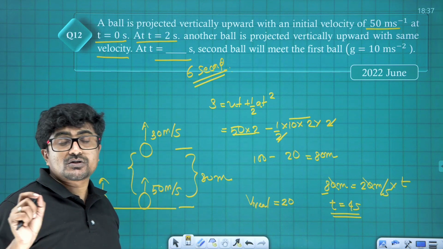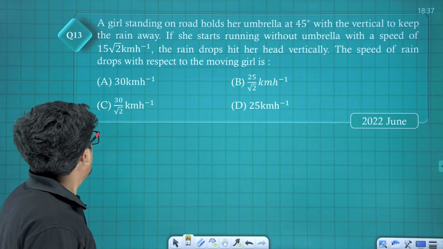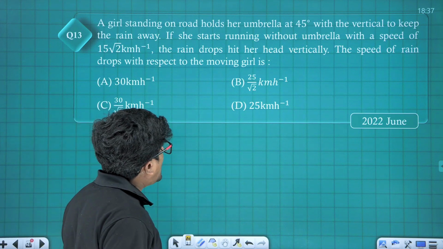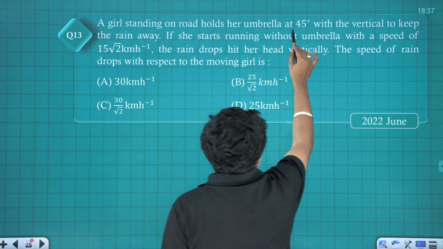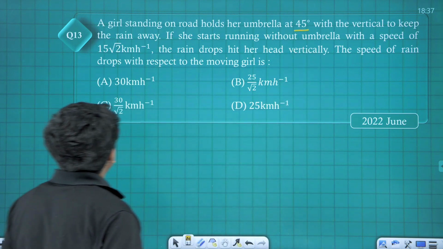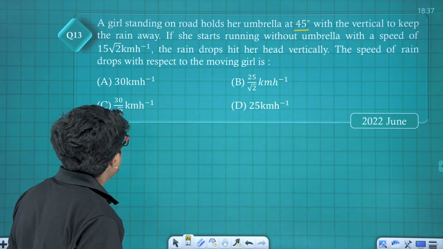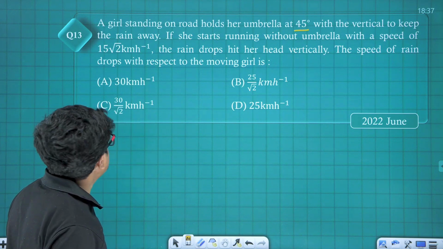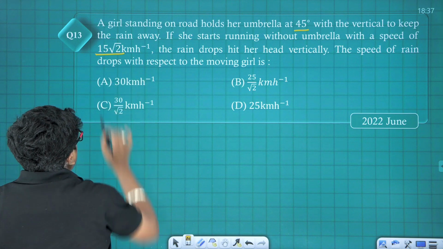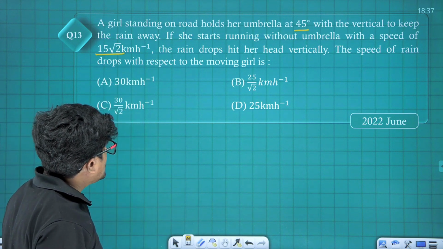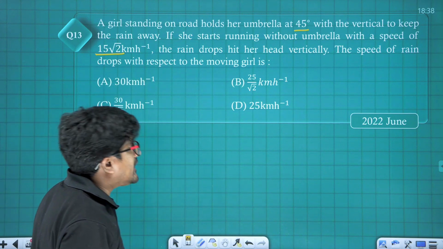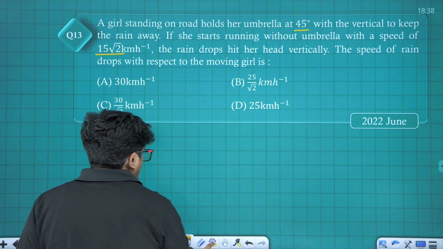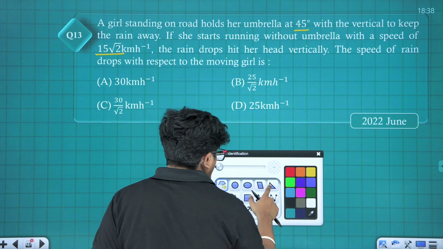Now let's move to the next, that is question number 13. The question says, a girl standing on road holds her umbrella at 45 degree with the vertical to keep the rain away. Now if she starts running without umbrella with a speed of 15 times root 2 km per hour, the raindrops hit her head vertically. The speed of the raindrop with respect to the moving girl is. Let us understand the situation first.